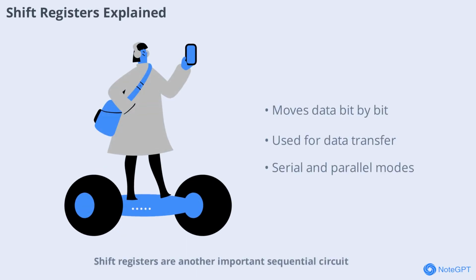Shift registers are another important sequential circuit. They consist of a series of flip-flops connected so that data can be shifted in or out, one bit at a time with each clock pulse. Shift registers are used for data storage, transfer, and manipulation. They can move data left or right, making them useful for serial to parallel and parallel to serial conversion.